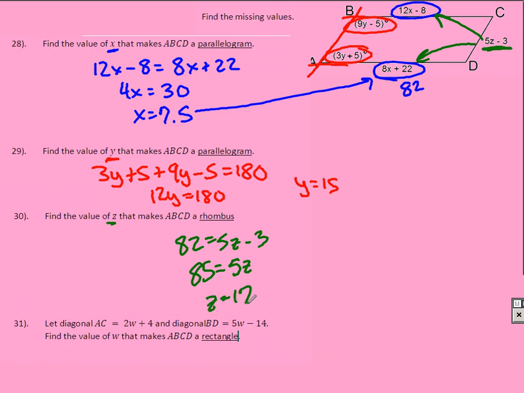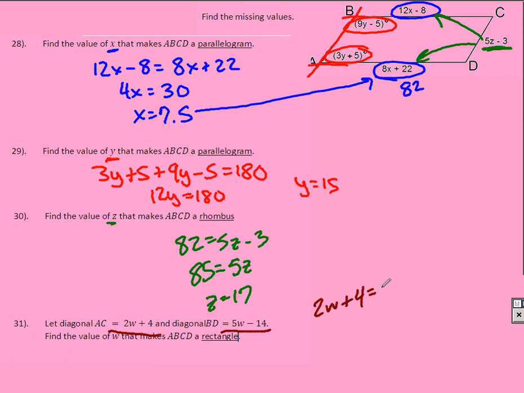And then finally, the diagonals of this quadrilateral, and we want to make it a rectangle. Well, if that happens, the diagonals of a rectangle are not perpendicular, they are congruent. So these two values should be the exact same if it's a rectangle. So I'm just going to set them equal again.